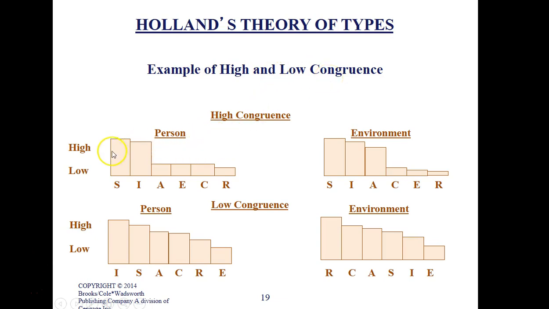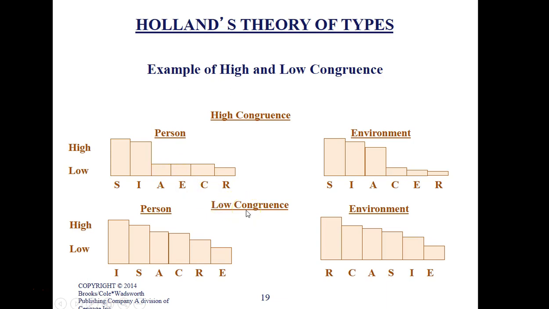If we look at these two here, this is the person's preferences. You can see the person's preferences for social and investigative are fairly high. And the environment that they're working in, or that they're considering working in, also provides very high social and investigative codes. So the environment is a good match with the individual.